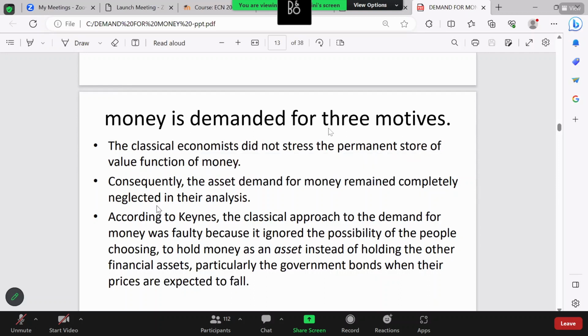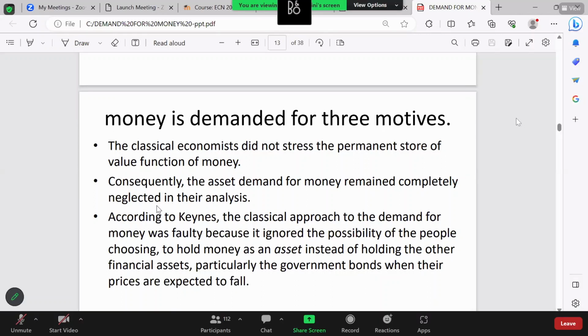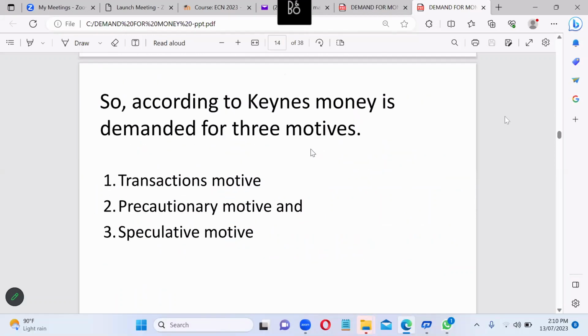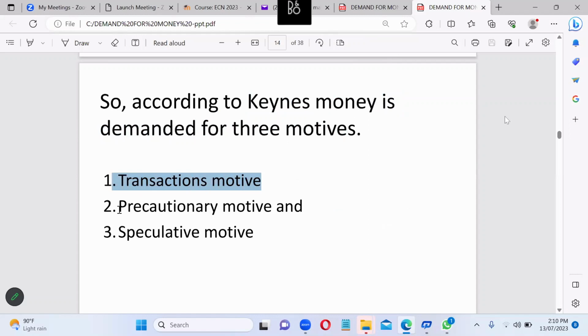And the third one is when we want to invest the money in the financial sector. That's the time we are also holding money. We are willing to hold money. So the three concepts were developed by Keynes for money demanded for three motives. First is the transaction motive. The second one is the emergency purpose, which is called the precautionary motive. And the third one is the speculative motive.